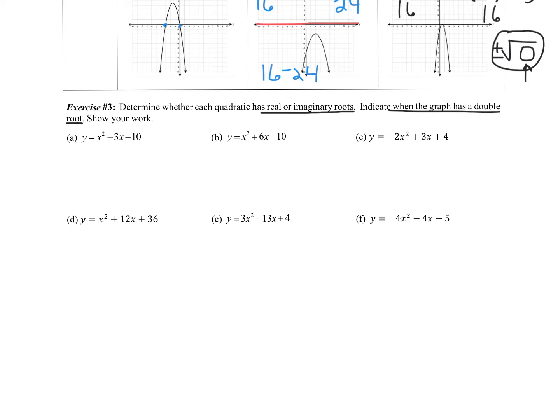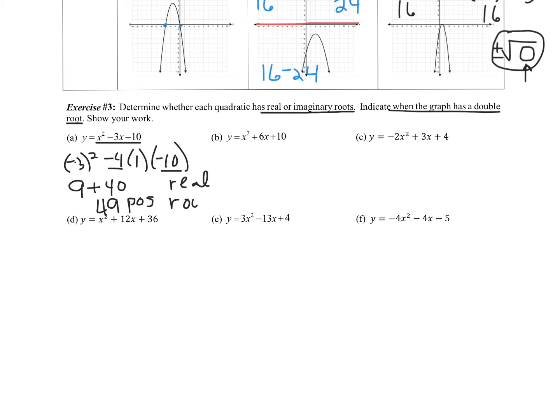So if I'm just looking at this equation, if I do b squared minus 4ac, the discriminant, I would get negative 3 squared minus 4 times 1 times negative 10. Now, without actually finishing this, I can already see it's going to be positive because I have a negative times a negative. So this is going to be 9 plus 40, which is 49. That's a positive number, right? So we are going to have real roots.